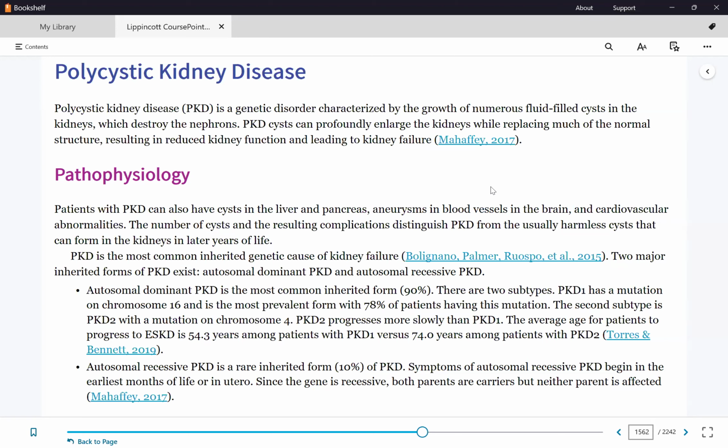Yes, you have a question? Which part? No, specify the question. You said that before you said end-stage kidney.